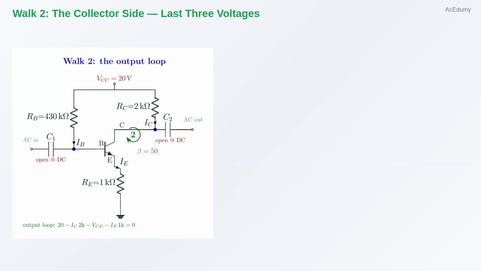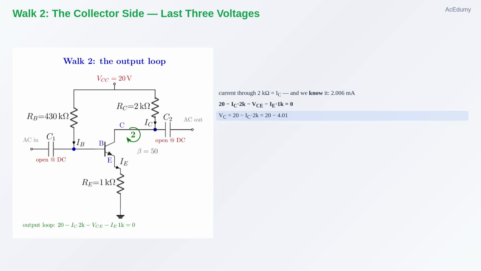One walk left on the collector side, and it hands us the last 3 voltages. Start at 20 volts, down through R sub C. The current there is I sub C, and we know it, 2.006 milliamps. The resistor eats I sub C times 2K. 2.006 times 2 is about 4.01 volts. So the collector sits at V sub C equals 20 minus 4.01, which is 15.99 volts.